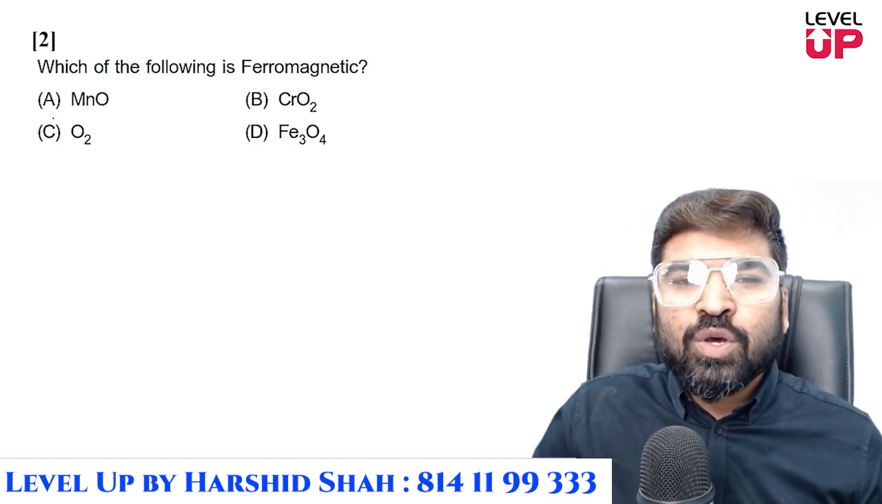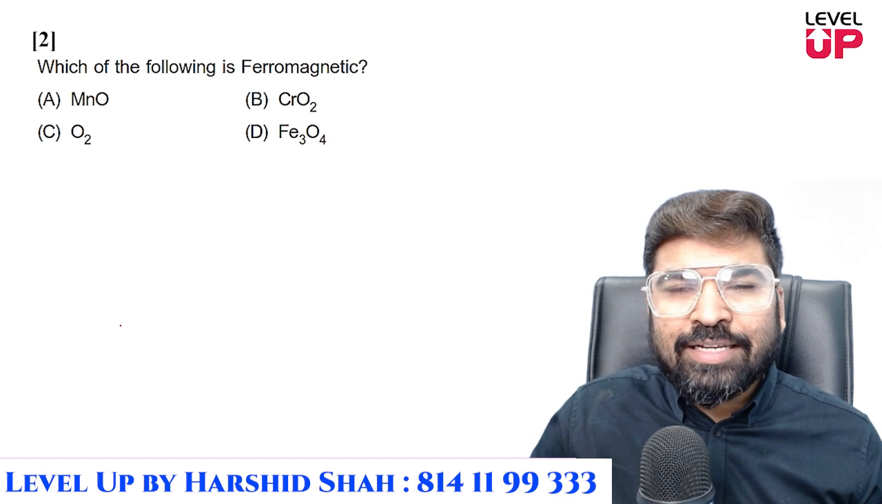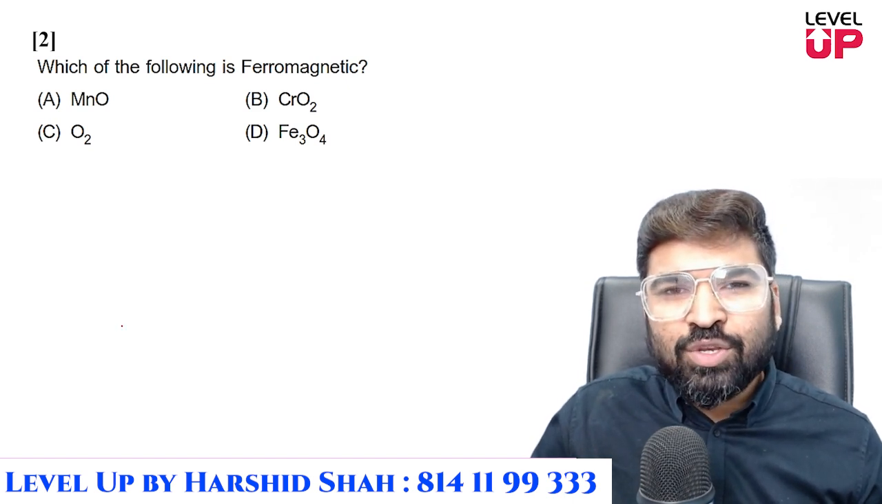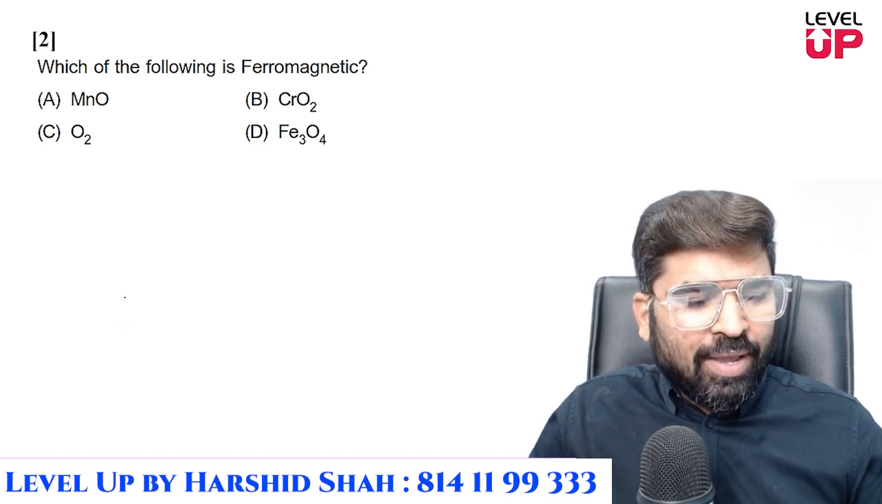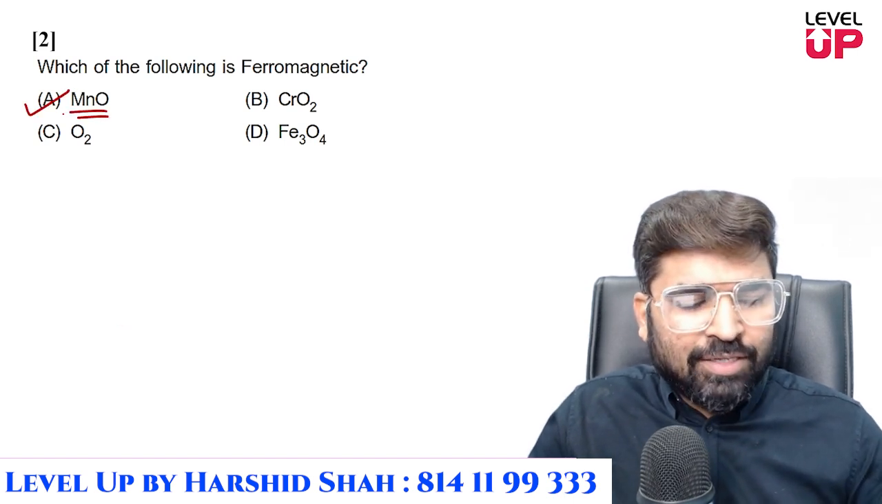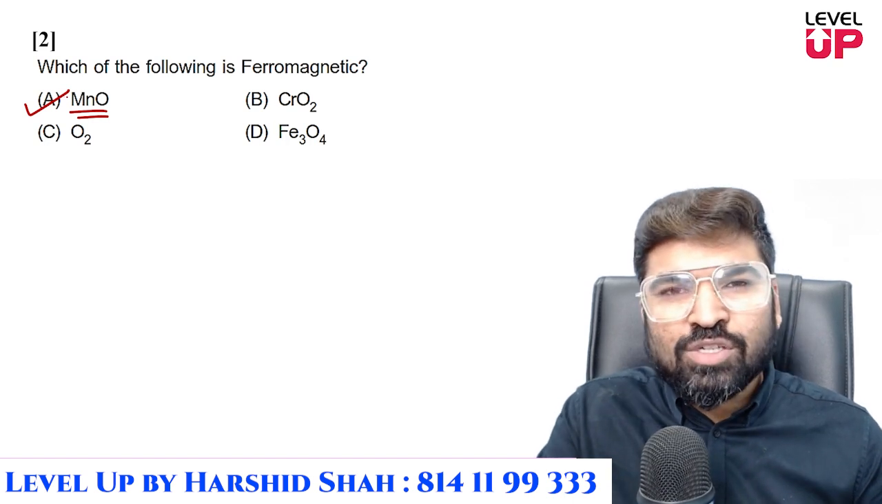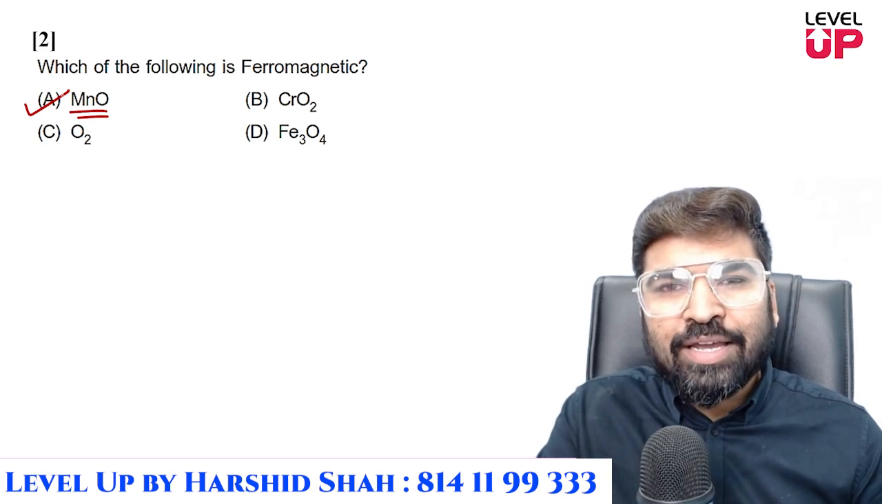Question number 2. Which of the following is ferromagnetic substance? MnO, CrO2, O2 and Fe3O4. So ferromagnetic substance definitely is going to be MnO, manganese oxide is going to be ferromagnetic substance.